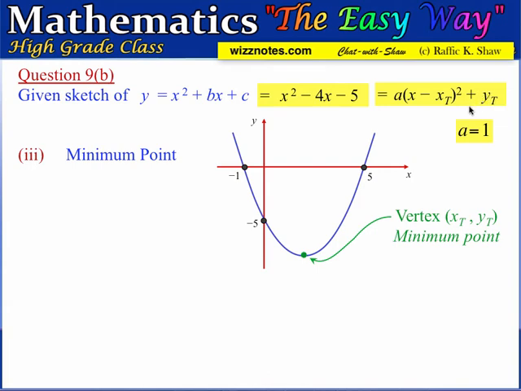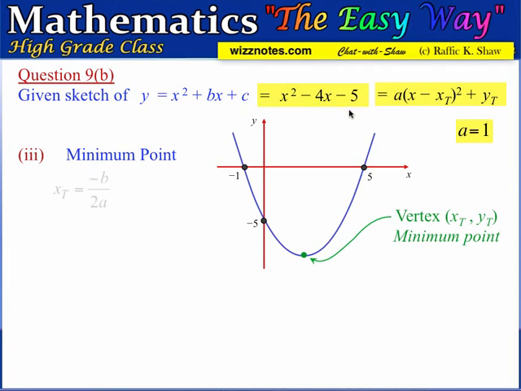Now, as I said in the beginning, xt can be expressed in terms of the a, the b, and the c in the standard form, and yt also can be expressed in terms of the a, the b, and the c. And for this quadratic function, we have now concluded that a is equal to 1, b is equal to negative 4, and c is equal to negative 5.